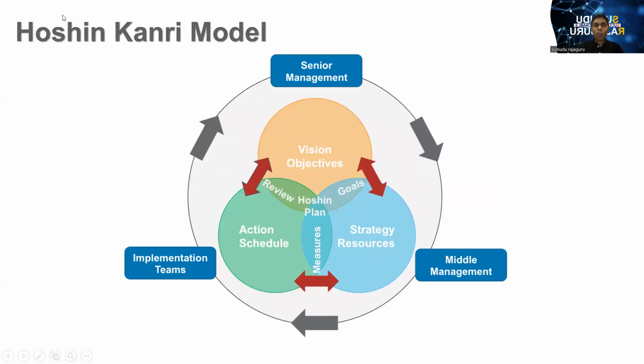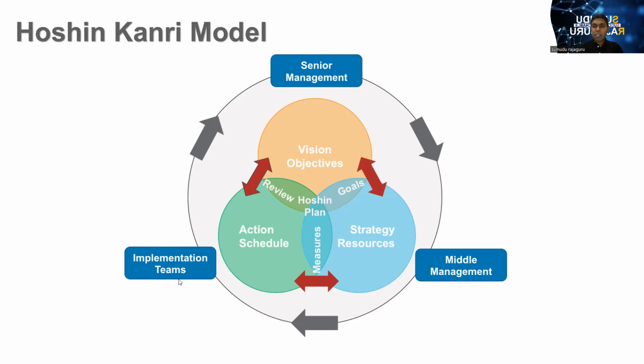This is called the Hoshin Kanri model. You can see senior management here, middle management here, then the implementation team, floor level management also here. Mainly senior management is involved to prepare the vision and objective of the organization. When coming to the middle management, they are mainly attached with the strategy preparation and resource allocation.